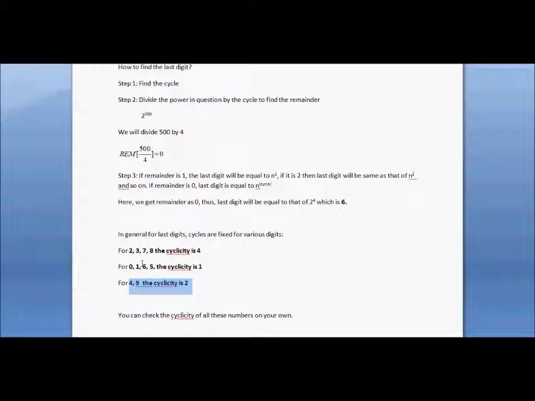So if any number which ends with 0, 1, 6, 5 is raised to a certain power, you would always get that number as an answer. So if we get 6 raised to power 1, the last digit is 6. 6 square, the last digit is 6. 6 cube, the last digit is 6. Even if the number is something like 826 raised to power 826, what would be the last digit? It would be 6 always, right?